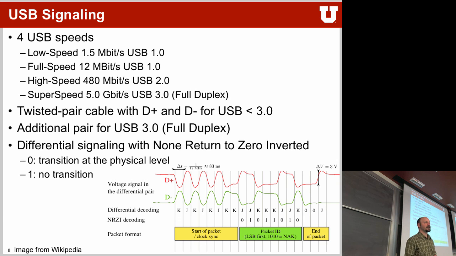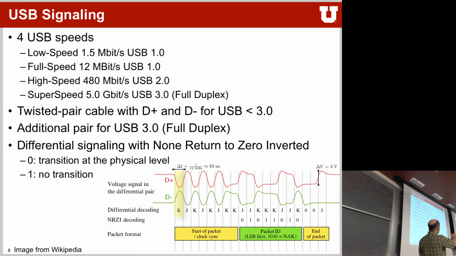Looking at what's going over that differential pair, the encoding that is called differential signaling with non-return to 0 inverted. Long name for something that's really not that complicated. Down here, we have a D- and a D+ signal. Remember, they are differentially encoded, so if one of them is high, the other one is low. USB then defines 2 different states.